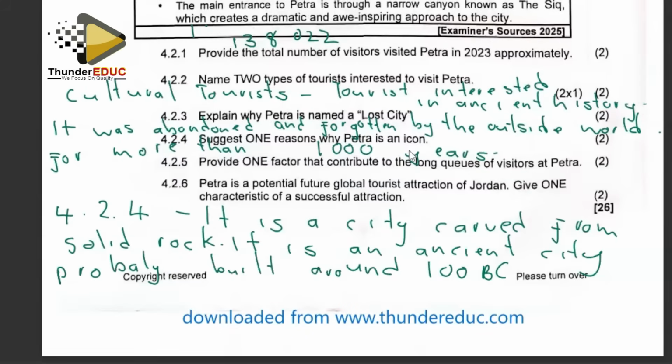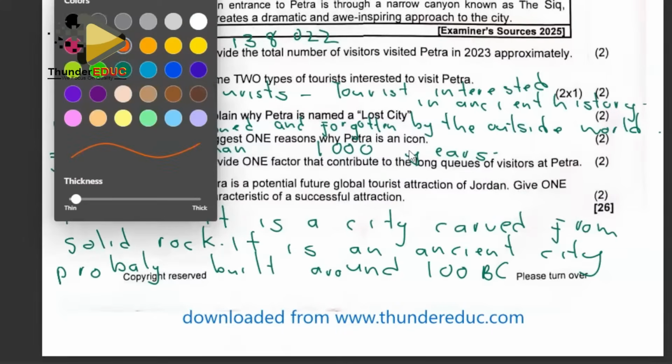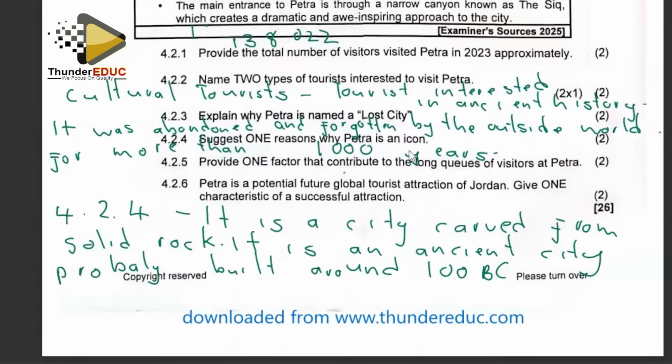Then provide one factor that contributes to long queues of visitors at Petra. So why are there long queues? The reason why there are long queues, it's simply because Petra is one of the most visited places.